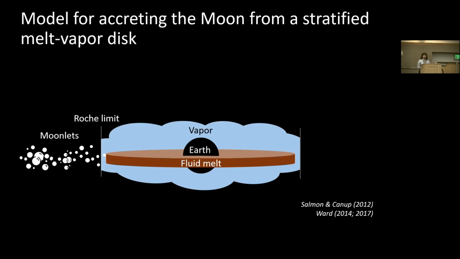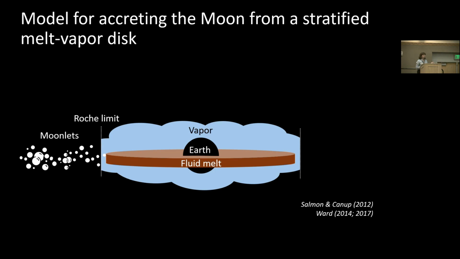Diving straight into our accretion model, we're looking at a cartoon edge-on view of the protolunar disk. Earth is at the center. We have three main components. You have solid particles in the outer field. We call them moonlets. Interior to the Roche limit at about 3 Earth radii, Earth's shear forces are so strong that any solid object will be completely torn apart. This has some heating associated with it. So any mass interior to the Roche limit, we treat as a fluid melt. When this melt layer gets heated, inevitably, it'll form a vapor atmosphere.